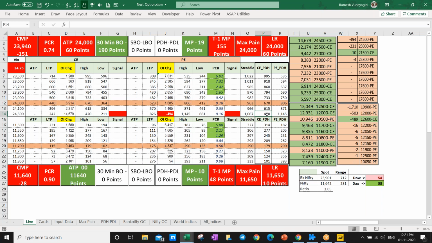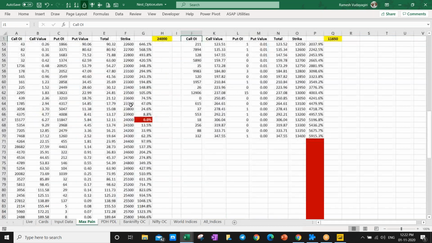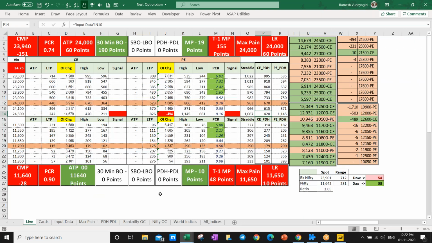As an option buyer, you have to trade in huge quantity to make money. But in case of option writing, you can trade small quantity, and there is a high probability of making profit. This is how this file is constructed, and max pain is also calculated here automatically and dynamically, and the information comes in this place.